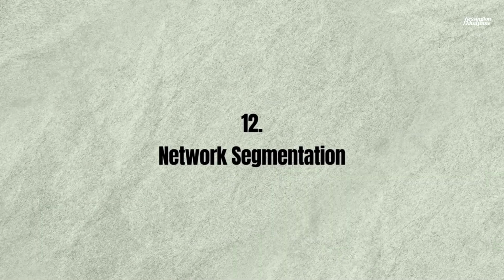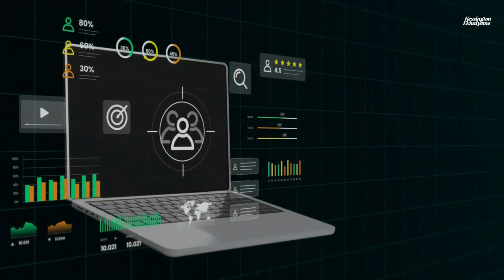You also want to include security clauses in your contracts that will be in your favor. You also want to review vendor access at least once a year. Control number 12, network segmentation. This is separating your system so attackers cannot move freely across your network.